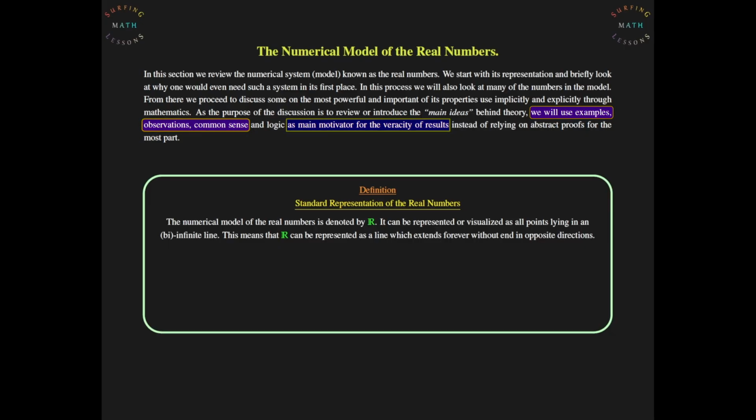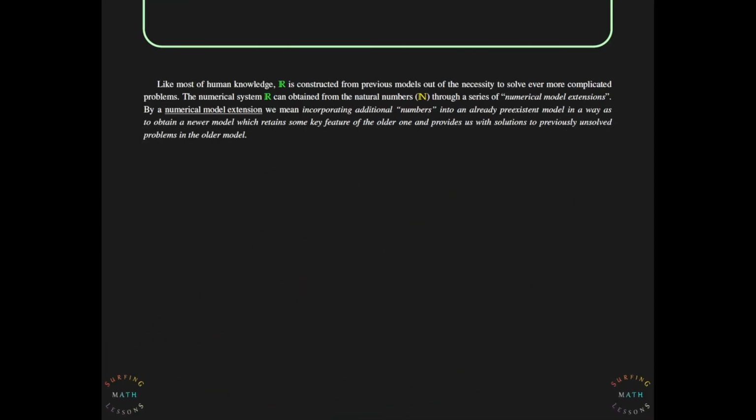The numerical model of the real numbers can be represented as all points lying in a straight line stretching without end in opposite directions. Just as before, this model is denoted by the double stroke capital letter R. The numerical model of the real numbers is born out of necessity to solve ever more complicated problems. It can be obtained from the natural numbers throughout a series of numerical model extensions.